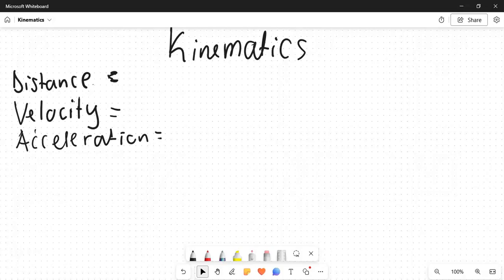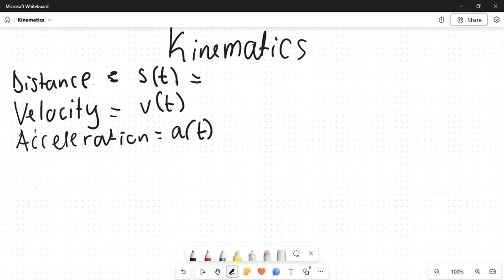The distance function is represented as s(t). The velocity function is represented as v(t). An acceleration function is represented as a(t). So these three are the functions for kinematics.